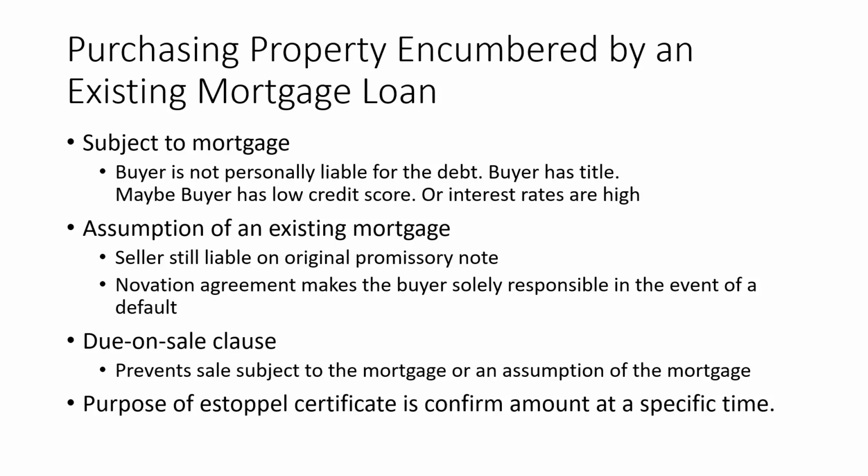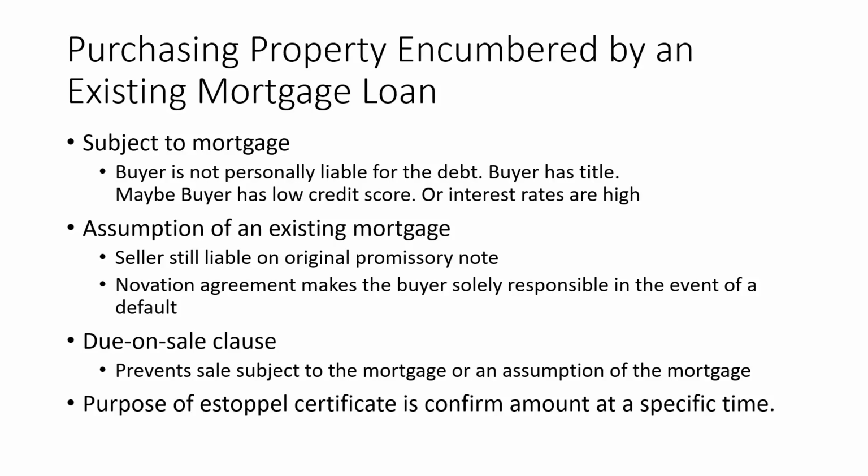Also, I may assume an existing mortgage, which is very similar to subject to the mortgage, but in this particular case, we're taking over an existing mortgage. The seller is still liable for the original promissory note, but a novation agreement, if included in the assignment, or assumption, will actually make the buyer solely responsible in the event of a default.